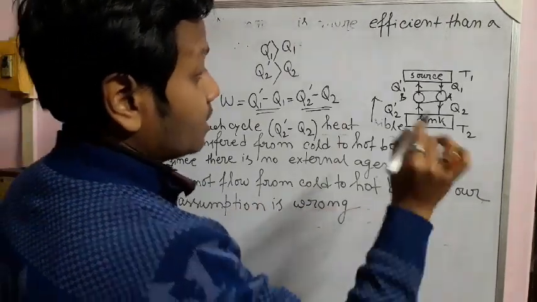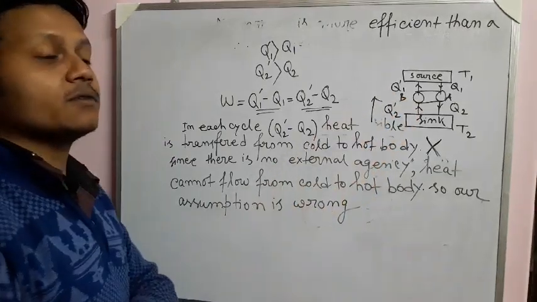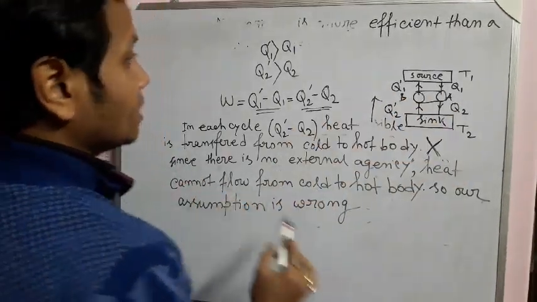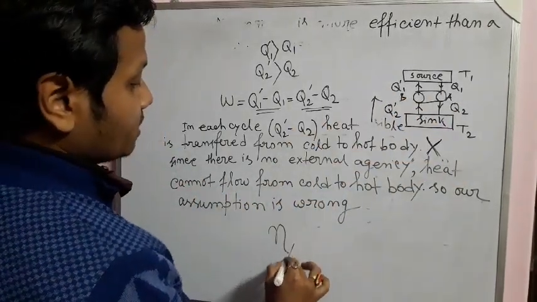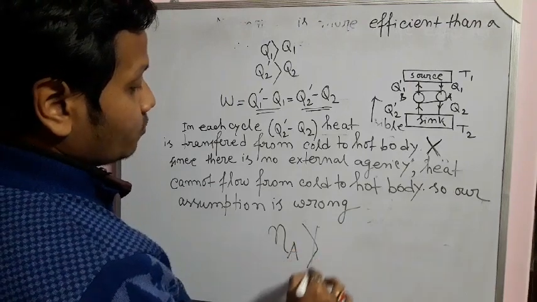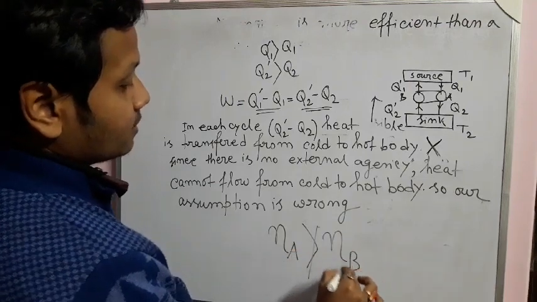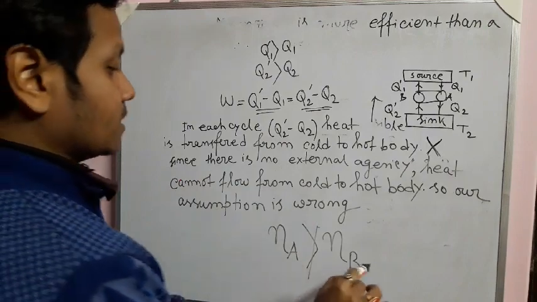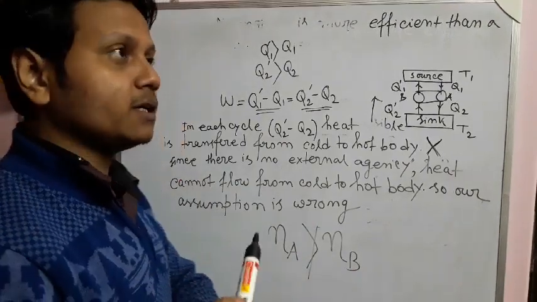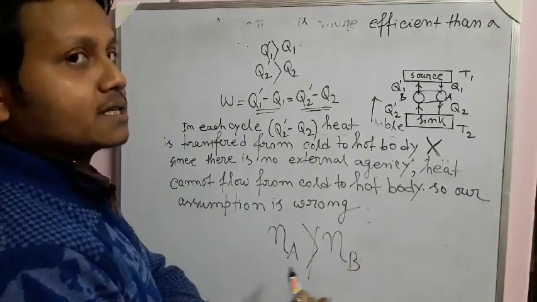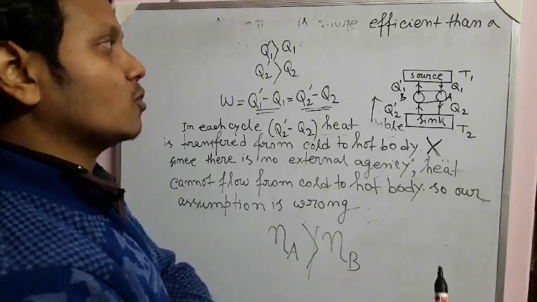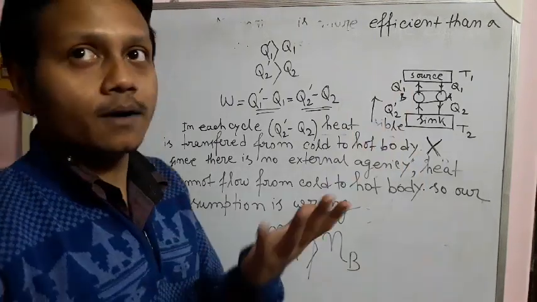This means what? We assume that B is reversible and A is more efficient than B. So that's not possible. That means eta A will not be greater than eta B. Okay, B is reversible. The maximum possibility is that both the engines have the same efficiency. So this proves the second part.